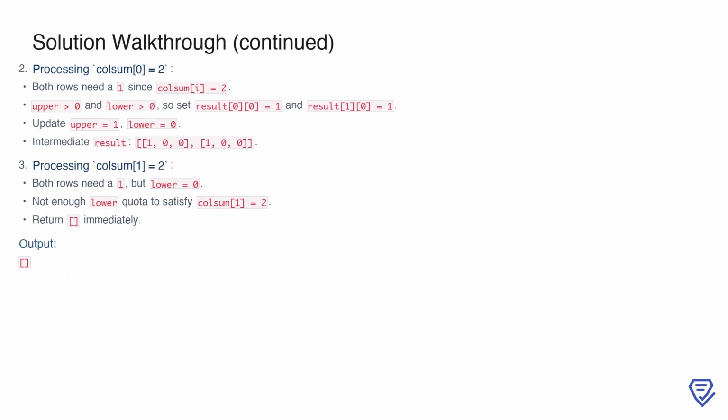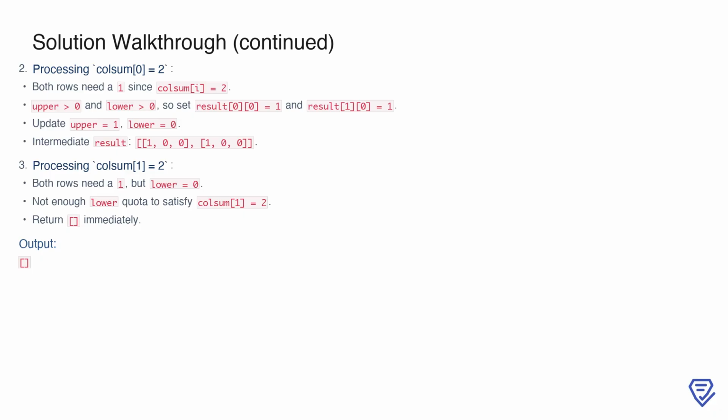We begin by processing colsum[0], which is 2. Just like before, both rows need a 1. Since upper and lower are both positive, we assign result[0][0] to 1 and result[1][0] to 1, then decrease upper to 1 and lower to 0. The intermediate matrix is now 1, 0, 0, 1, 0, 0.